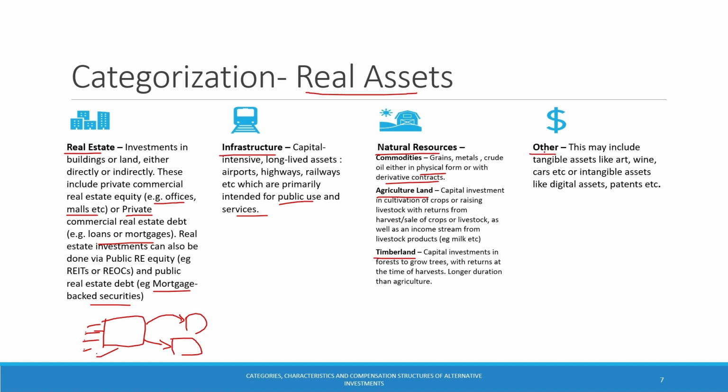Then other categories of real assets include art, wine, cars. So people like to buy and collect old wines, some rare cars. So they are also real assets. And intangible real assets can include digital assets. So NFTs बहुत popular हुआ था. That is a digital asset. And then we have patents which are also traded.